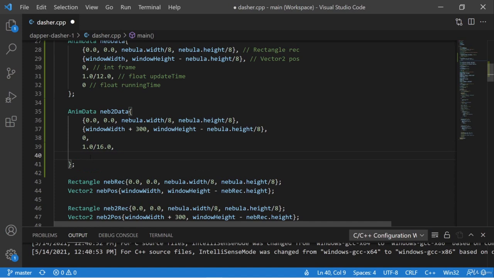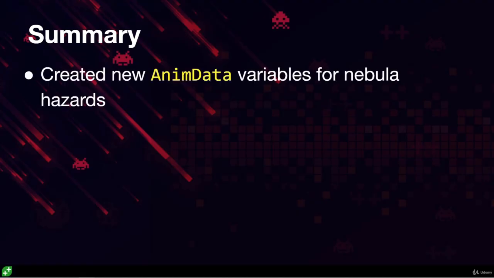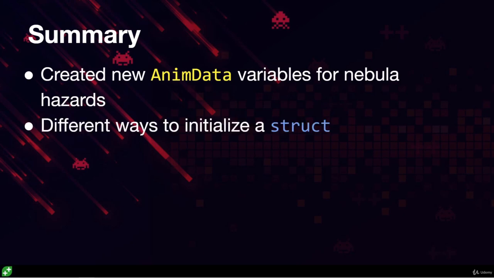And finally, we have one last variable to initialize, and that is running time. We can give that a value of 0.0. And that is going to initialize our neb2 data. Great job. So in summary, we created some new anim data variables for the nebula hazards. We learned different ways to initialize a struct. We now know that we can assign values to member variables by accessing them via the dot operator, and we can also initialize a struct on the same line that we declare it using a braced initializer list.